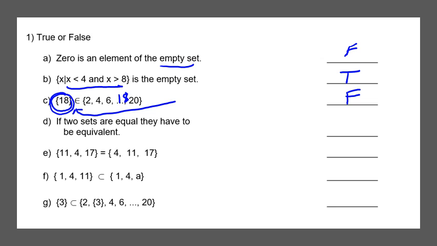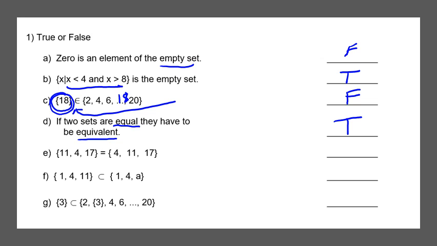D. If two sets are equal, they have to be equivalent. This is true. The reason why? If they're equal, they have the same elements. Well, if they have the same elements, it's obvious they must have the same number of elements, and that's the definition of equivalent. So, equal sets are equivalent.